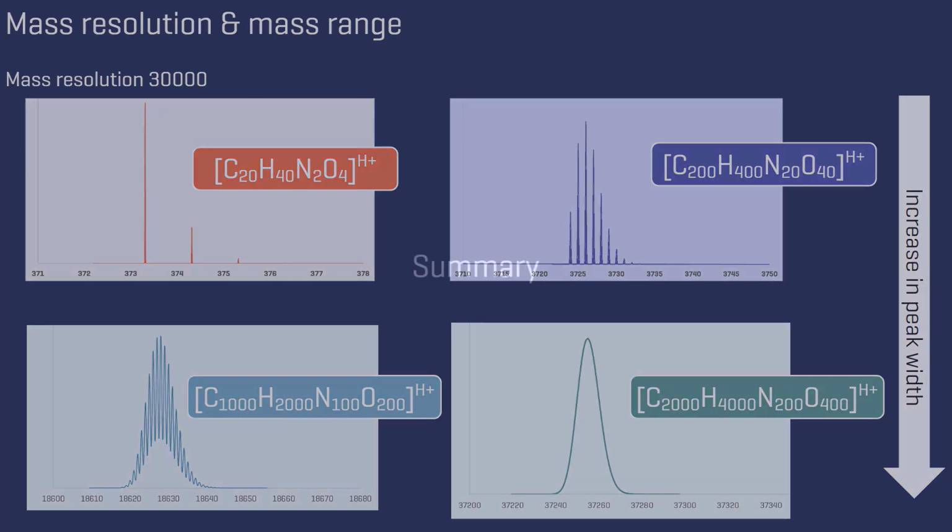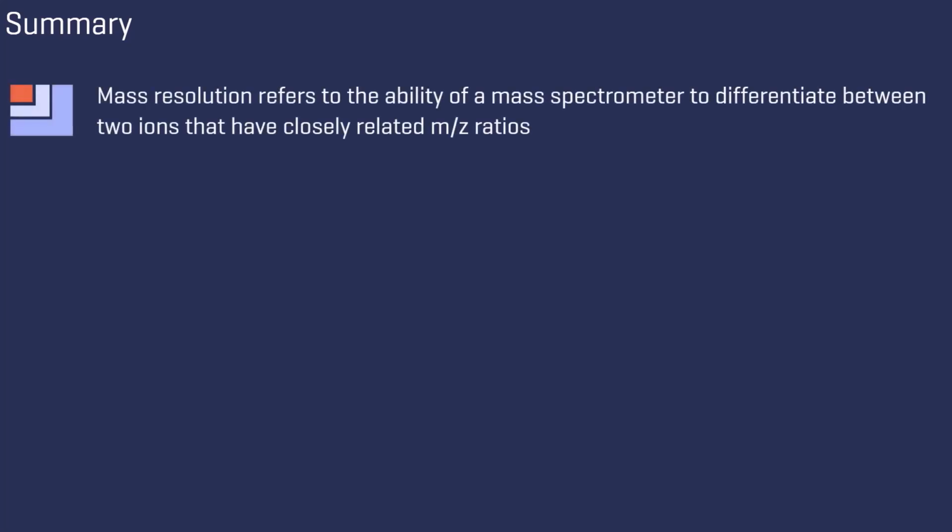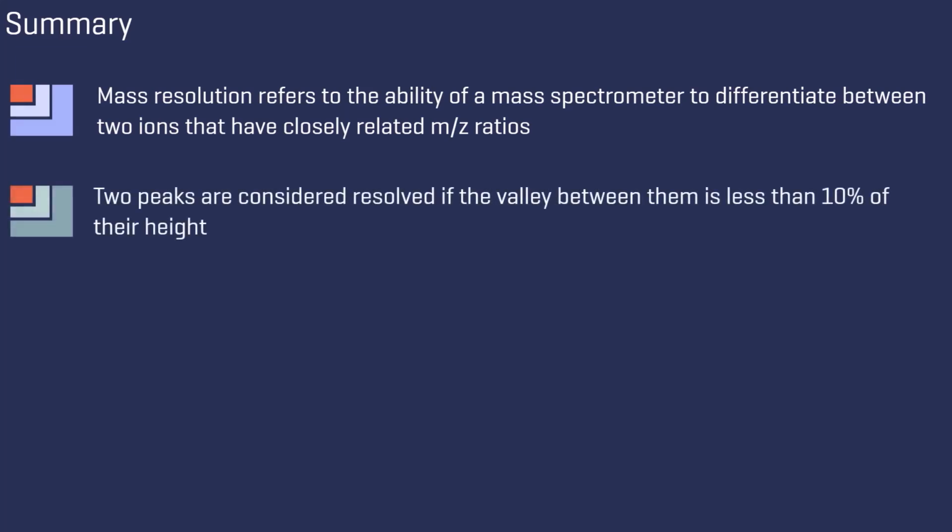In summary, mass resolution refers to the ability of a mass spectrometer to differentiate between two ions that have closely related m/z ratios. Two peaks are considered resolved if the valley between them is less than 10% of their height.